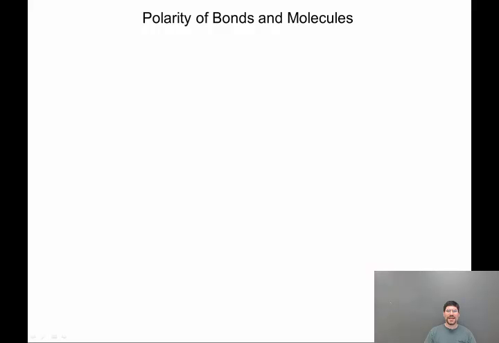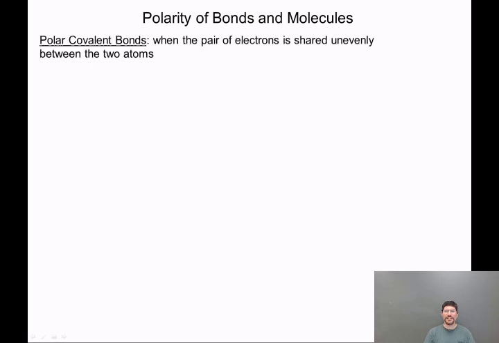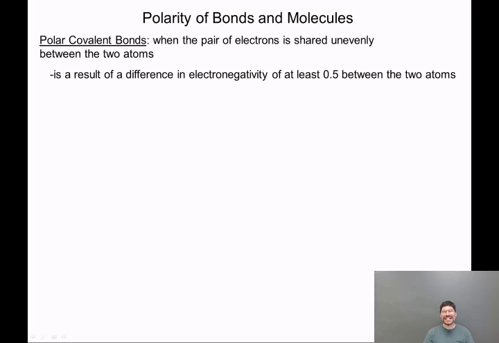Many concepts in organic chemistry make use of the idea of polarity, both polarity of bonds and polarity of molecules. Now, a polar covalent bond is what you get when the pair of electrons involved in a covalent bond is shared unevenly between the two atoms. And this is going to occur anytime you have two atoms participating in a bond that have a difference in electronegativity.